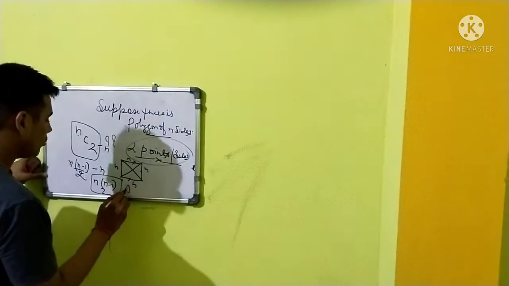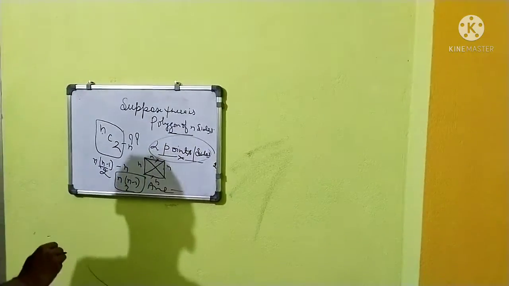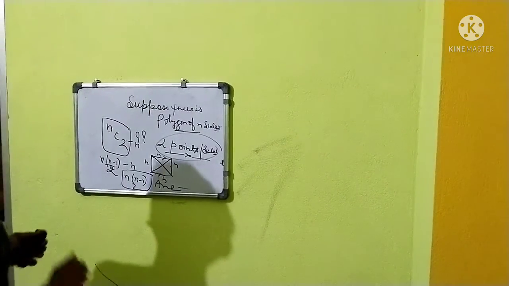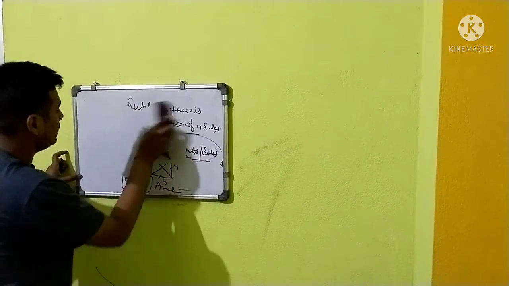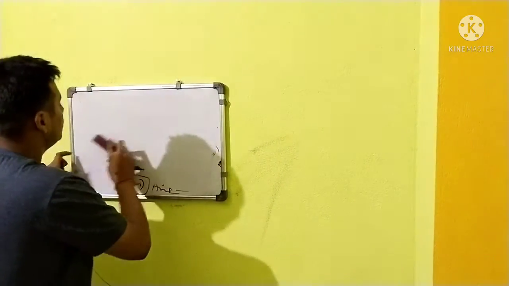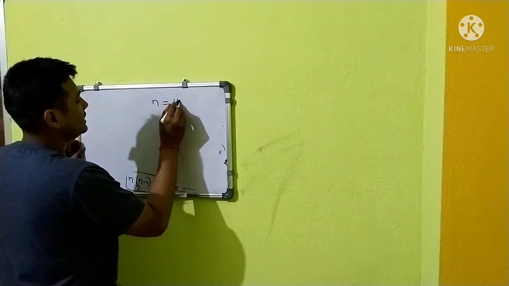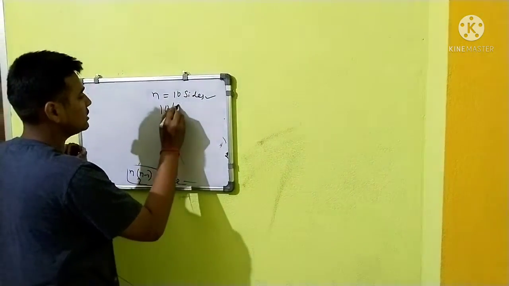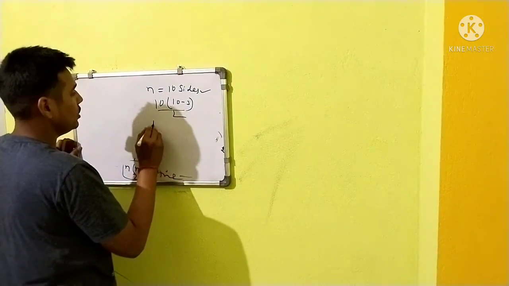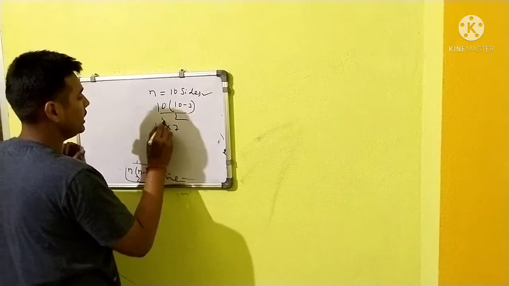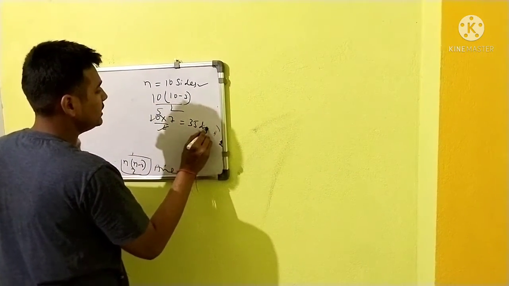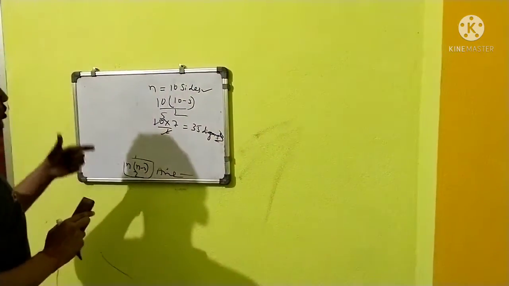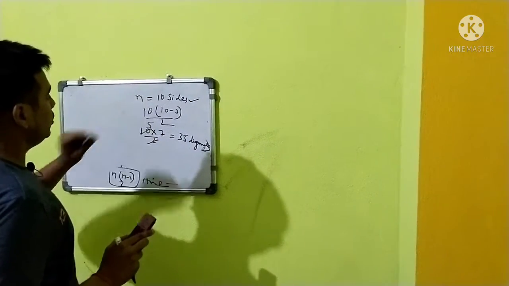This is the most important result of this concept. There is a polygon of n sides, and you find the diagonals by n into n minus 3 by 2. I will give you a question on this basis. Suppose there is a polygon having 10 sides. How many diagonals can you calculate? 10 into 10 minus 3 divided by 2, 10 into 7 by 2, 5 into 7, 35 diagonals. So by this formula, you can easily calculate the diagonals. This is the most important concept and most important question. One question will surely come in your exam.